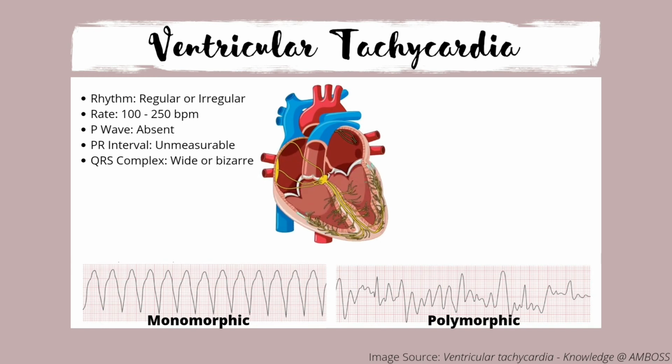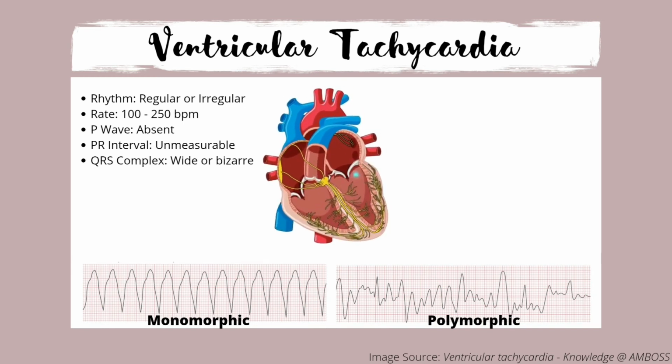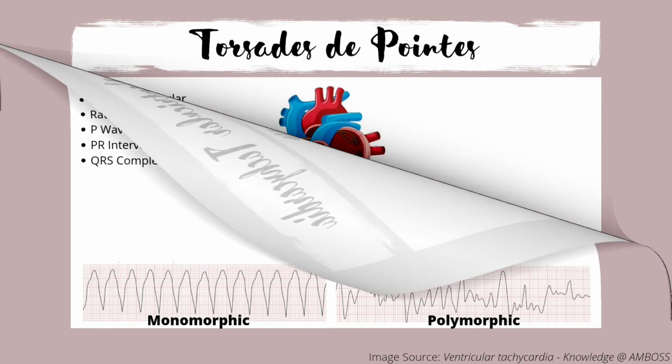There are two subtypes of VTach. Here, you can see is a monomorphic VTach. There is one wave pattern, wide QRS complex. This rhythm is usually with a pulse. The other type is a polymorphic VTach.